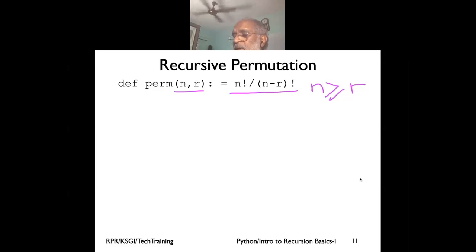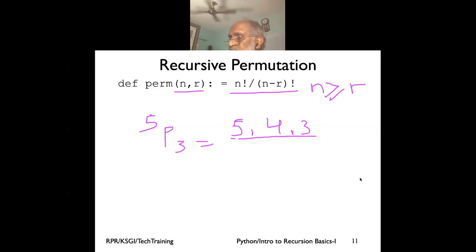So how do you define it? Let's say I need 5P3. It would be 5 into 4 into 3. This is what we are looking at. That means I should get all the terms, and then I should stop. So 5P1 would be just 5, one term. Whatever number you get here, you get that many terms, with the multiplication keeping decreasing.